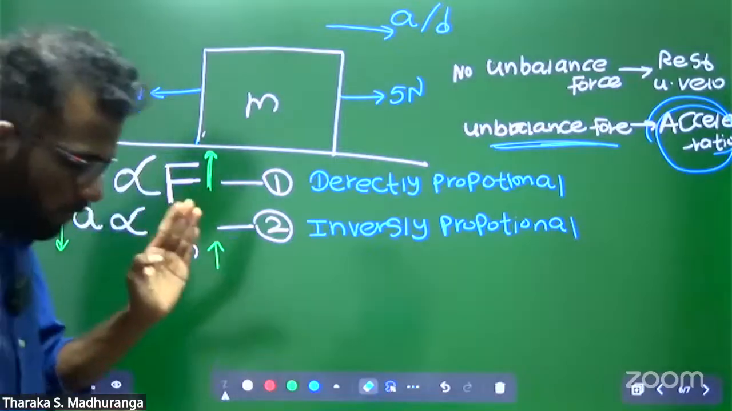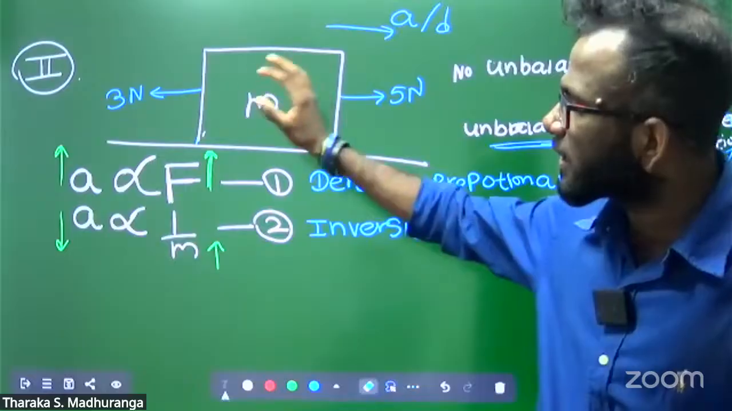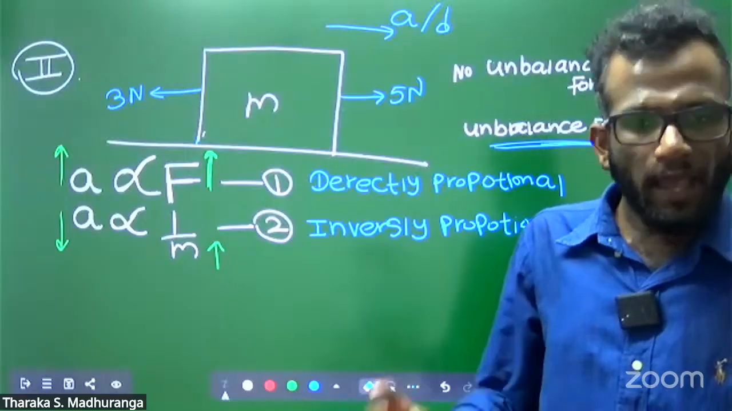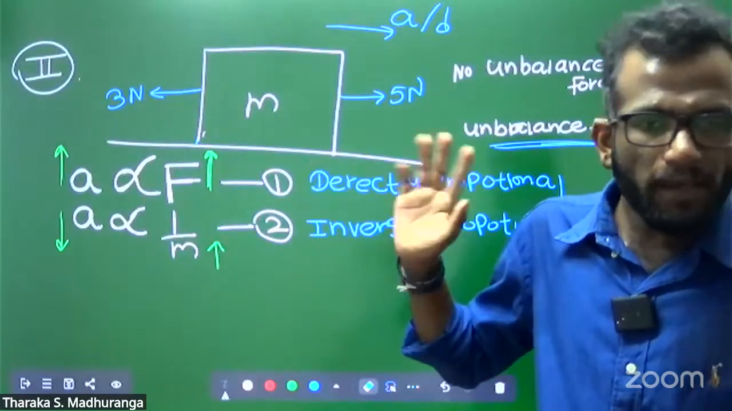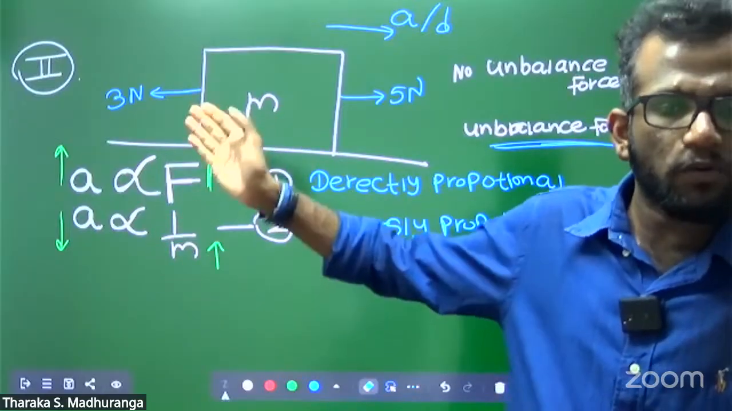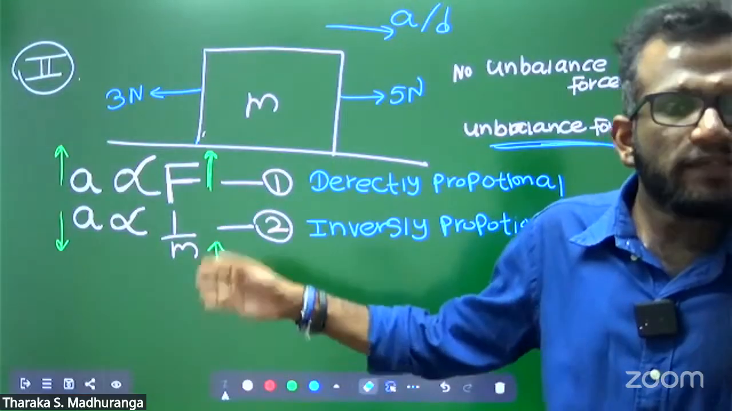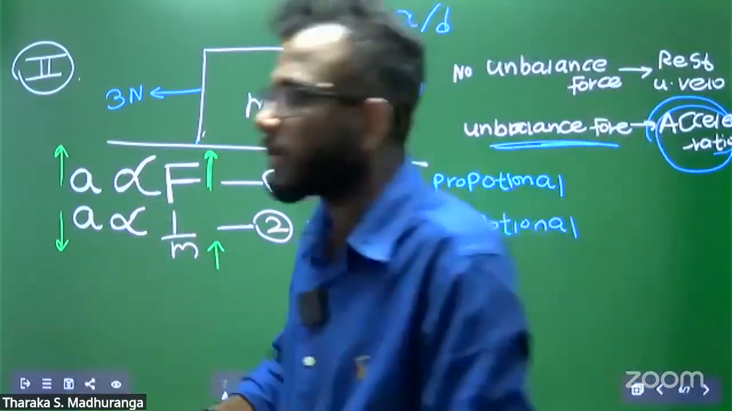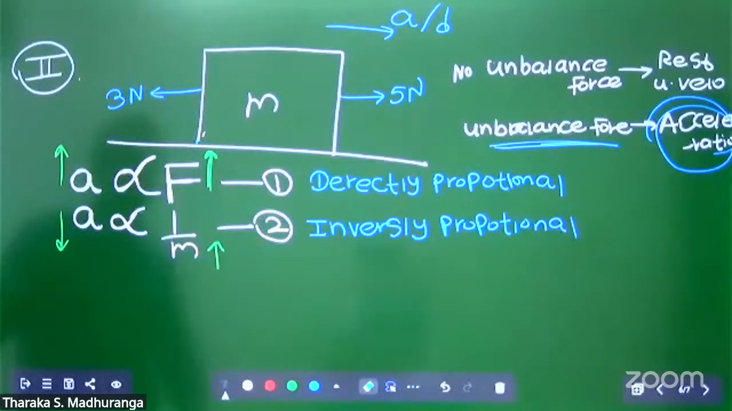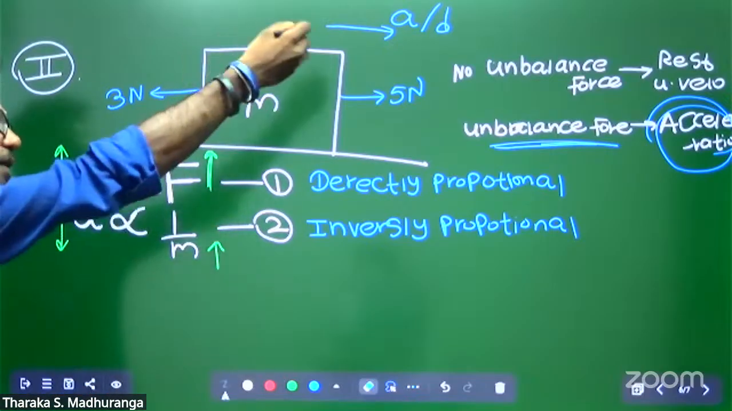Now the final point. According to Newton's second law, the acceleration is directly proportional to the external force and inversely proportional to the mass of the object. Directly proportional means when the external force increases, the acceleration also increases. Inversely proportional means when the mass increases, the acceleration decreases. That's the meaning. The acceleration a is the same for the same object.